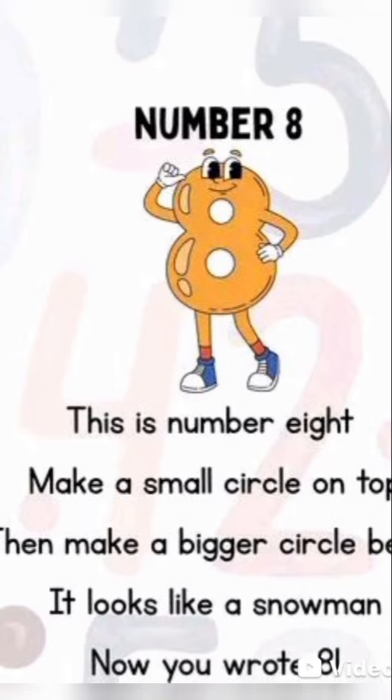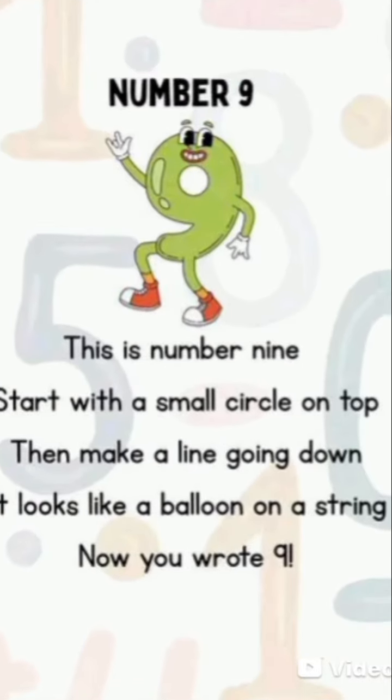Number 8. Make a small circle on the top, then make a bigger circle below. It looks like a snowman. Now you wrote 8. Number 9. Start with a small circle on the top, then make a line going down. It looks like a balloon on a string.